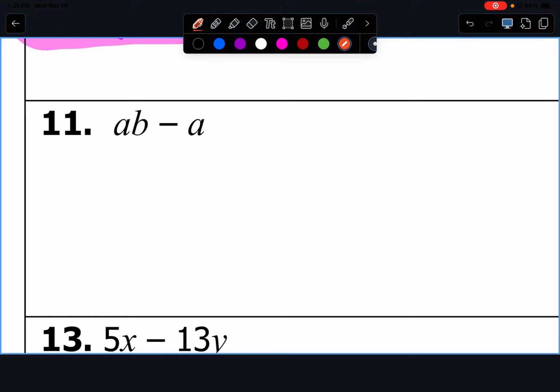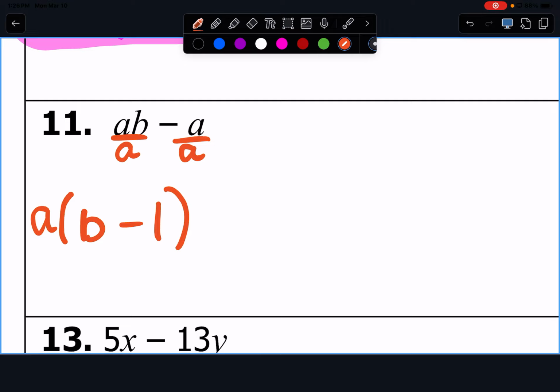All right, for number 11, what is our GCF? Yep. So when we divide AB by A, we get left with? Yep. And then negative A divided by A gives us negative 1. Anything divided by itself is 1, because if it cancels, it means it becomes 1. I was thinking about exponents. I subtracted. All right.